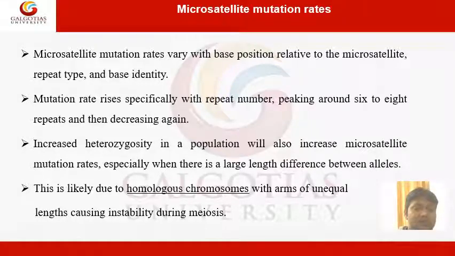Now the microsatellite mutation rate. Microsatellite mutation rate varies with the base positions relative to the microsatellite, the repeat type and the base identity. Mutation rate rises with repeat number, peaking around 6 to 8 repeats and then decreasing again. Increased heterozygosity in a population will also increase the microsatellite mutation rates, especially when there is a large length difference between the alleles. This is likely due to homologous chromosomes.